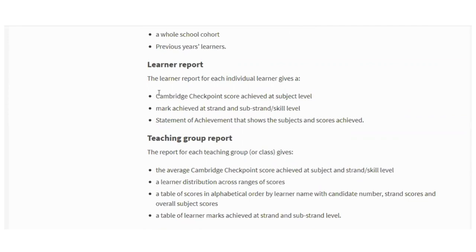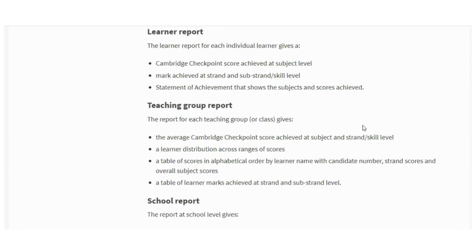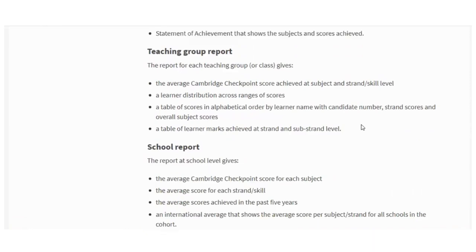And that's what I showed you earlier. It's a total subject level score and the substrand scores for each skill, and they get a sort of statement. Now certain schools have separate prize givings to award the best performers. Certain schools just take action where necessary, I guess.